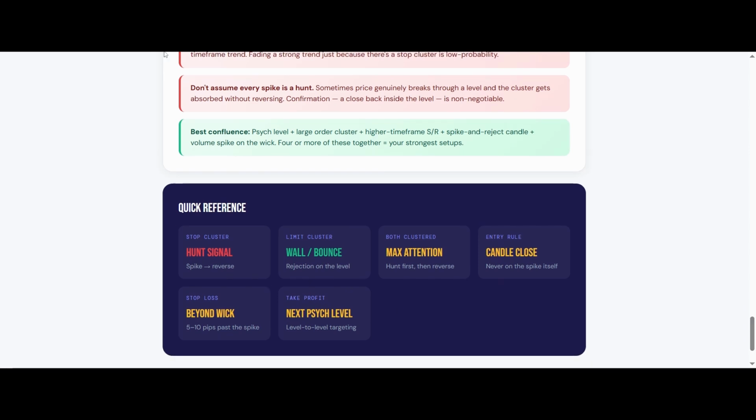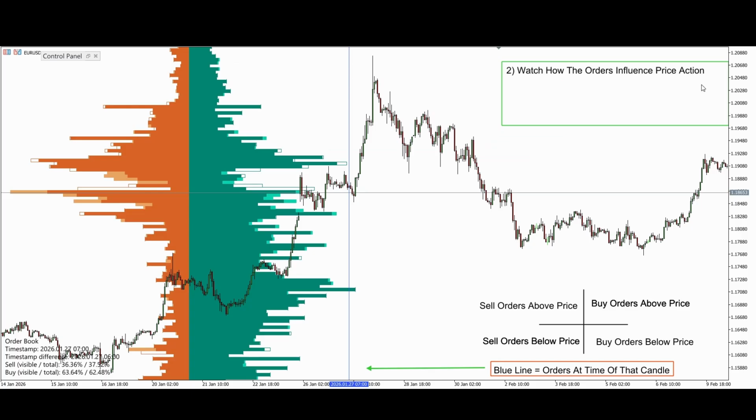Second mistake, fighting the trend. Stop hunts and reversals work best when they align with the higher time frame direction. If the market is in a strong uptrend and you're trying to short just because there's a stop cluster above price, you're fighting the current momentum, and that's a low probability game. Instead, you want the liquidity to fuel the trend, not go against it. So think in terms of continuation setups. A stop hunt into a demand zone in an uptrend, that's where things get interesting.